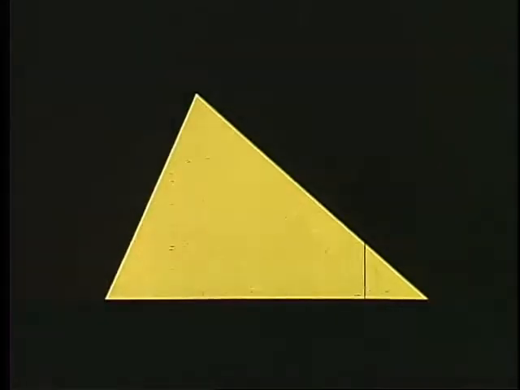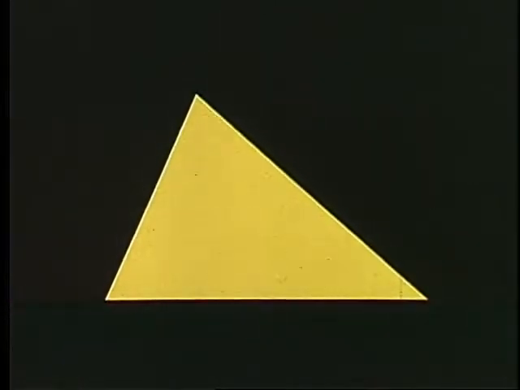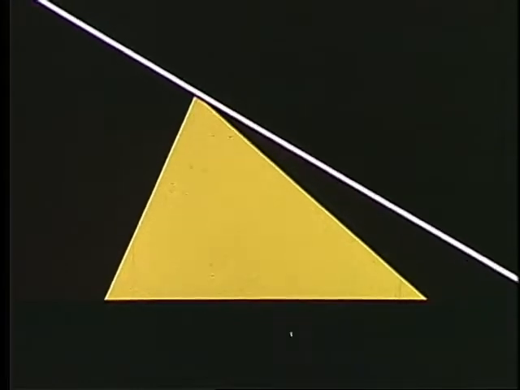All tangents to a circular region are lines of support. The line containing a side of a triangular region is a line of support. A vertex of a triangle lies on many lines of support. The vertices are corner points.